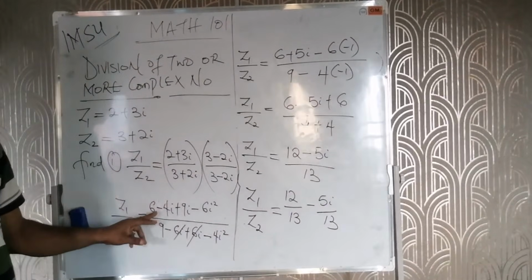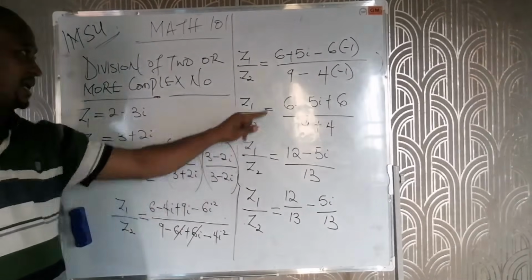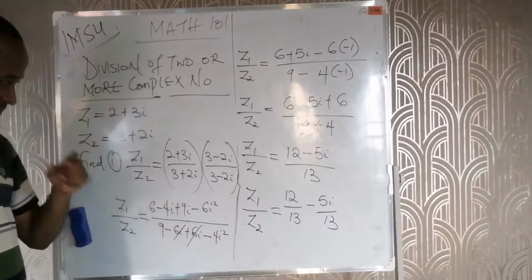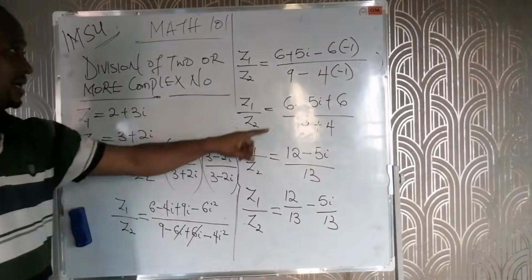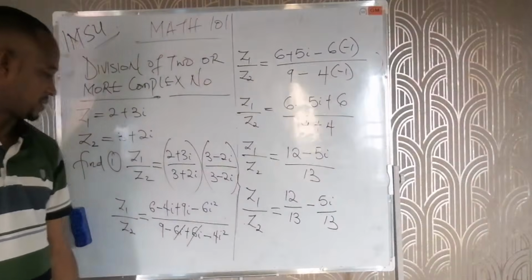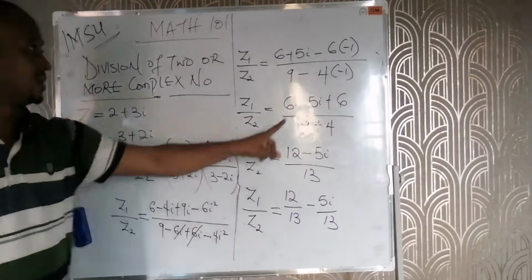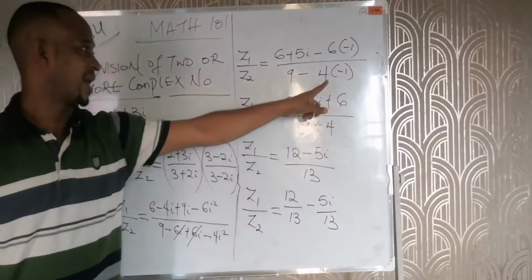So here we have 6. Minus 4i plus 9i is plus 5i. Minus 6 times i squared, and i squared represents minus 1, right? Okay, so here we have 9 minus 4 times minus 1.